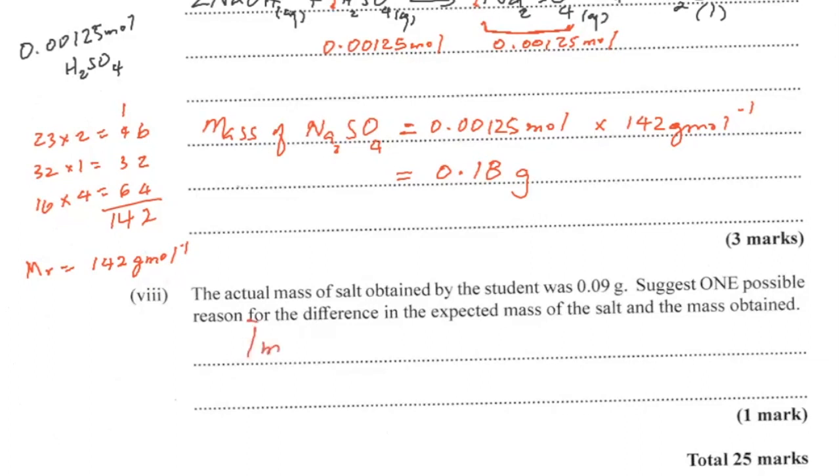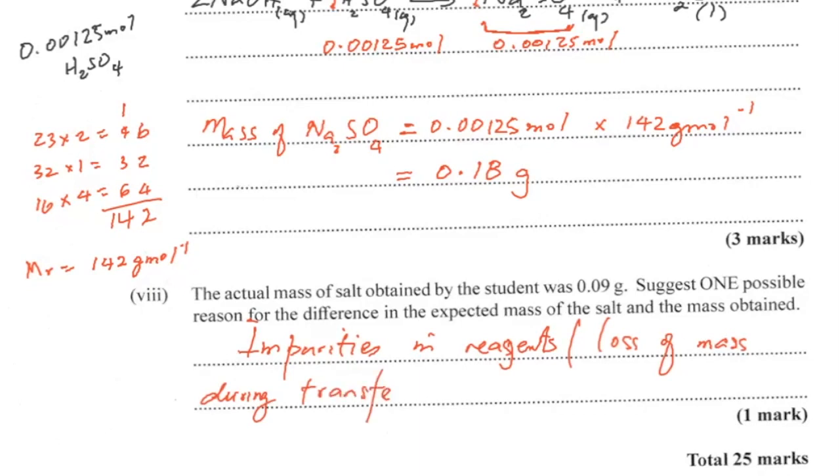So it could be due to impurities in the reagents, or it could be due to loss of mass during transfer. And it could also be due to incomplete crystallization, depending on the approach you took to actually getting the crystals in the latter part. So any of those three would give us the full marks there. And just like that, we would have 25 marks.